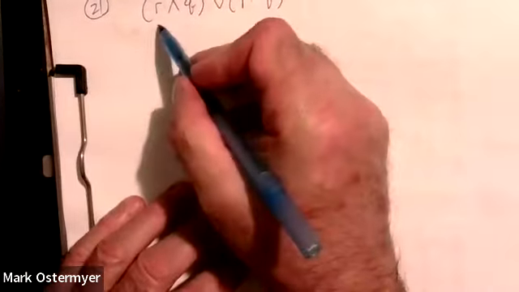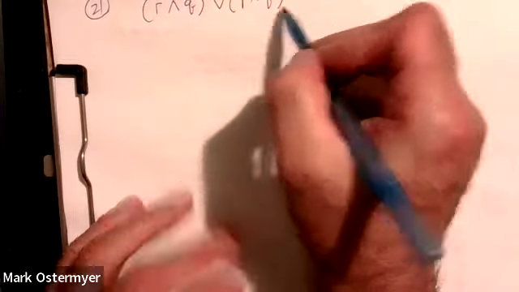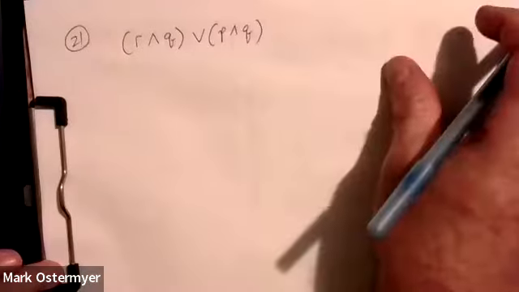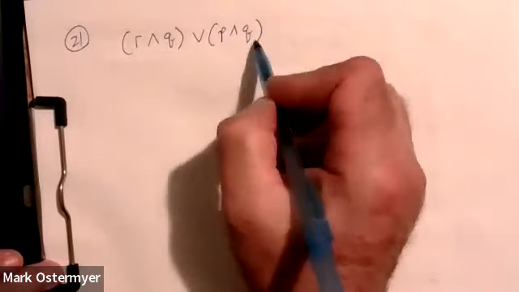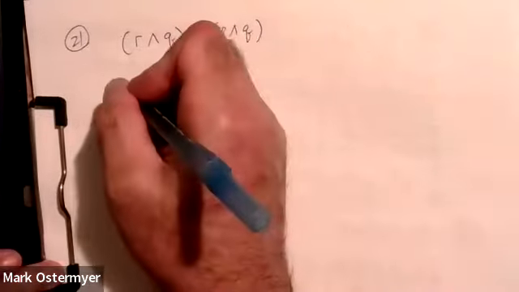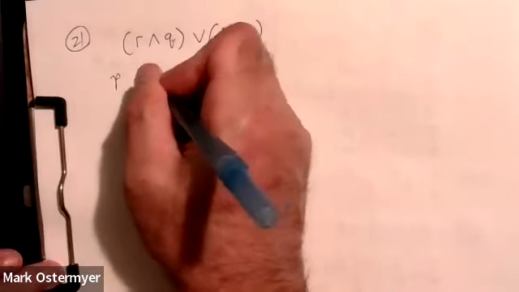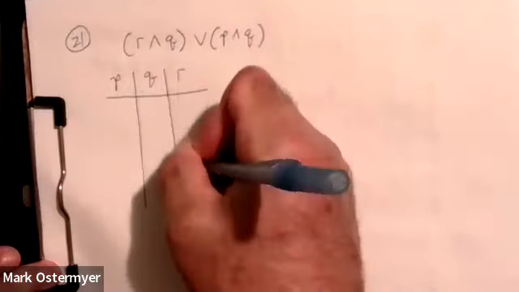This is to be read R and Q or P and Q. Now, ladies and gentlemen, we have three statements here. So this is R and Q or P and Q. Three statements. So we're going to have a P column, a Q column, and an R column. And there's going to be 8 possible combinations now instead of just 4.